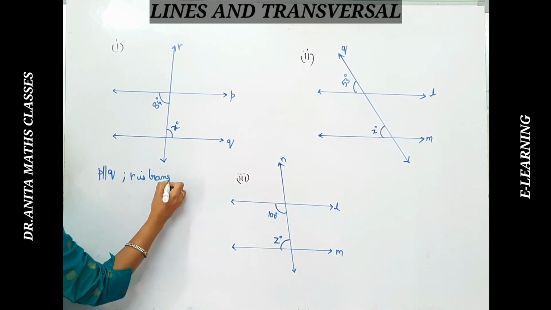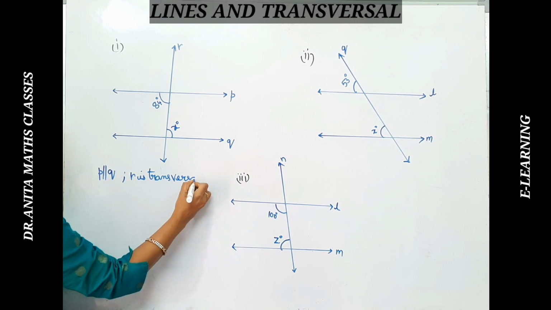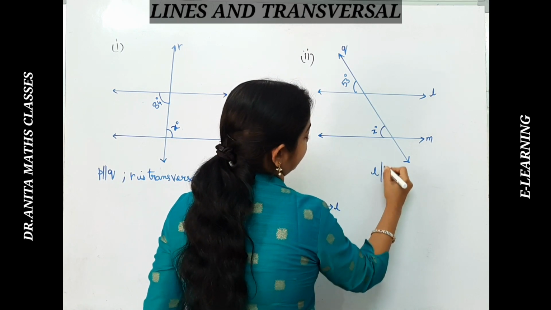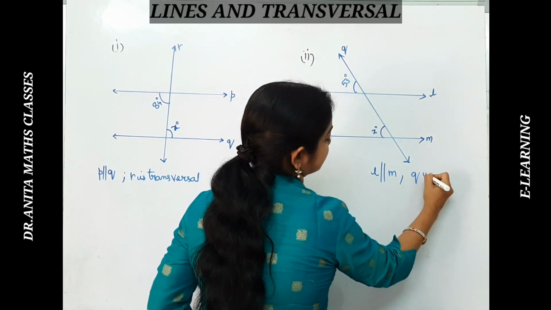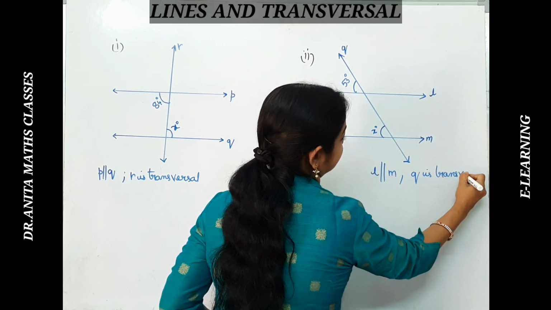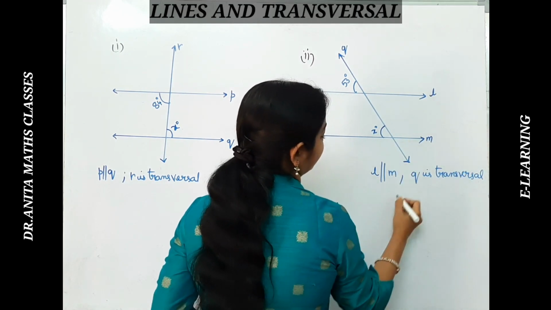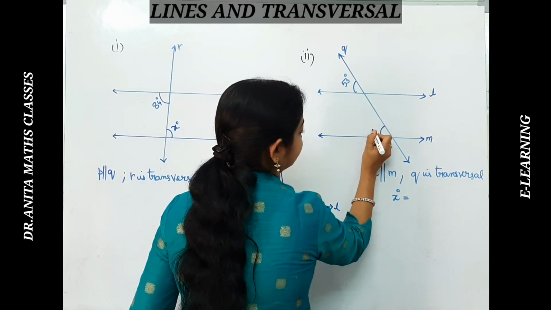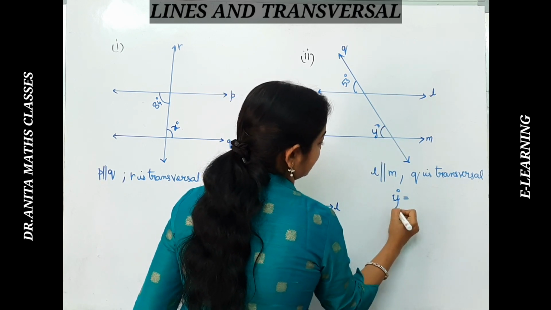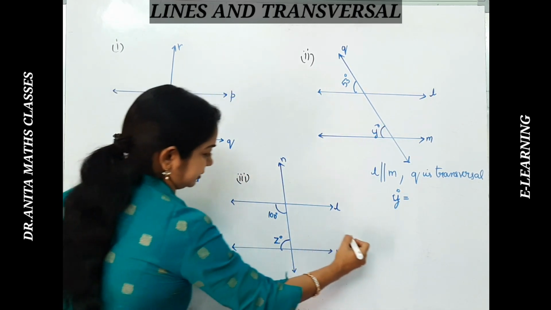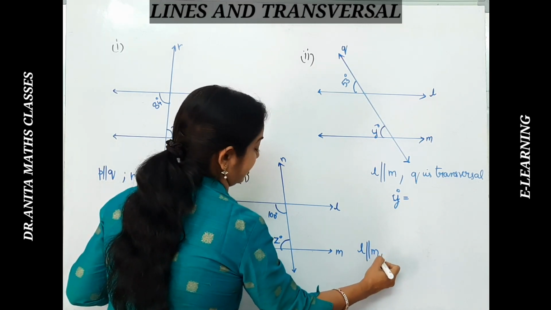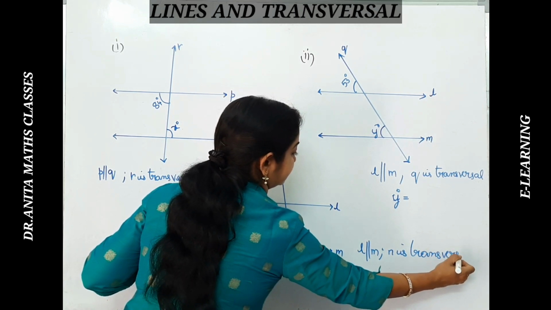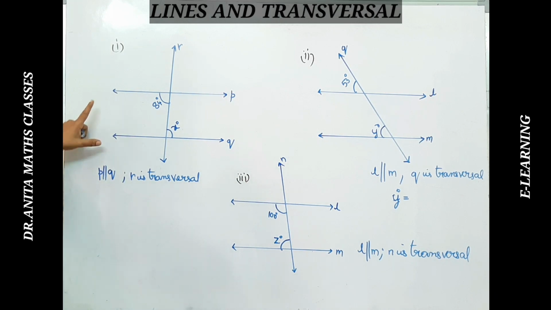We need to find the measure of X. In a similar way here, L is parallel to M and Q is a transversal. We have to find the measure of X. Here, let me take this as Y. And here, L is parallel to M and N is a transversal. Okay, let's start with the first one.